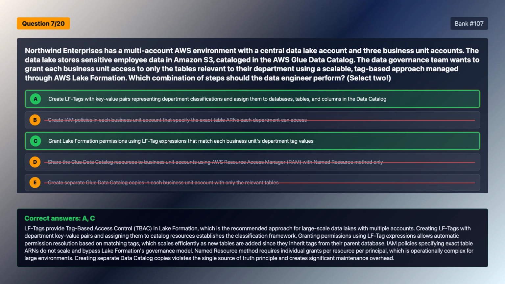Granting permissions using LF-tag expressions allows automatic permission resolution based on matching tags, which scales efficiently as new tables are added since they inherit tags from their parent database. IAM policies specifying exact table ARNs do not scale and bypass Lake Formation's governance model. Named resource method requires individual grants per resource per principal, which is operationally complex for large environments. Creating separate data catalog copies violates the single source of truth principle and creates significant maintenance overhead.